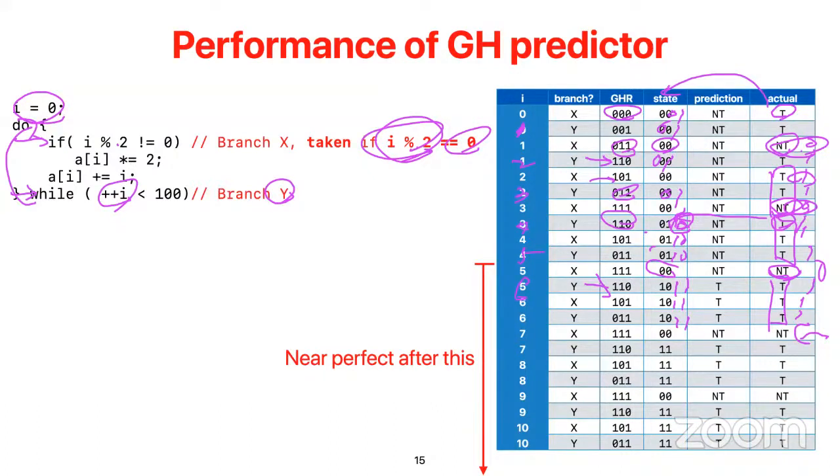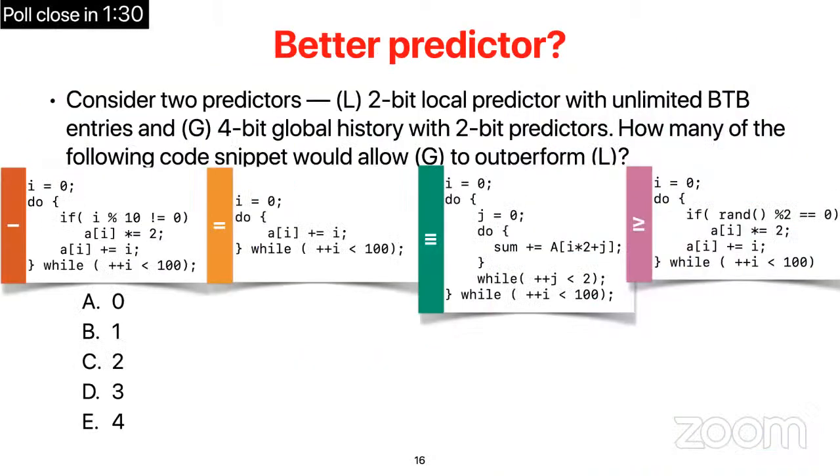All right, so I know it has been a while since you looked at those predictors. So I want you to think about what's the advantage of a global predictor over a local predictor?